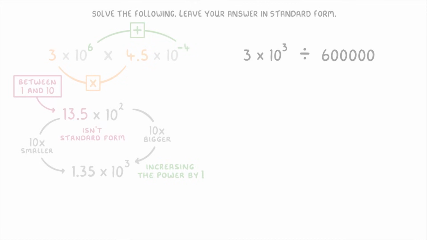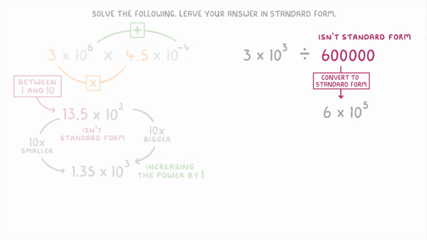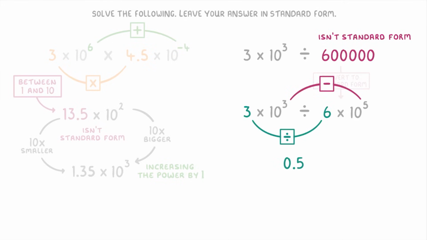In this last one, we're dividing 3 times 10 to the power of 3 by 600,000. The first thing to notice here is that 600,000 isn't in standard form. So you're going to have to convert it into standard form first, which will be 6 times 10 to the power of 5. Next, we're going to want to rewrite out the question. And because we're dividing, we want to divide the front numbers, so 3 divided by 6, which is 0.5, and subtract the powers, so 3 minus 5, which is negative 2. This gives us 0.5 times 10 to the power of negative 2.